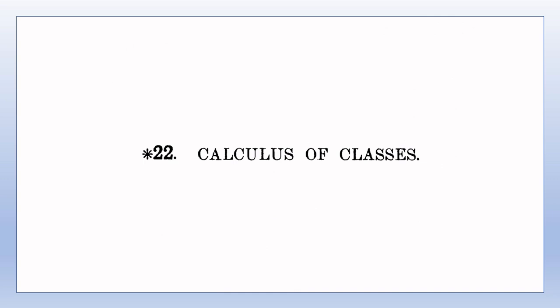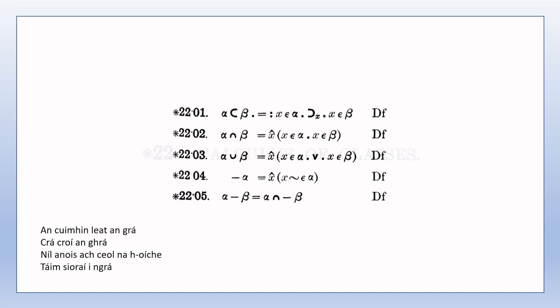In this section, we see many of the, what would nowadays be considered usual properties of classes or sets being demonstrated. The important definitions of this chapter are shown on the screen now. 22.01 defines the inclusion relation between two classes. 22.02 defines the logical product of two classes. 22.03 defines the logical sum of two classes. 22.04 defines the negation of a class, and 22.05 defines subtraction of classes.